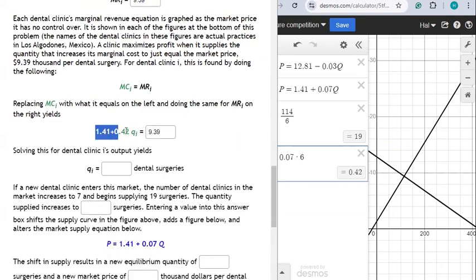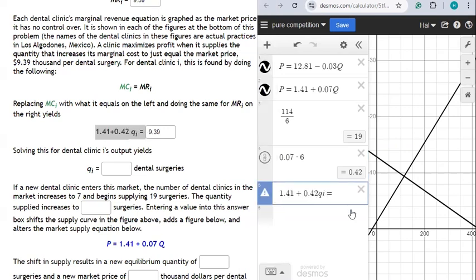So I'm going to solve this equation for Q, and I can do that over here. It is equal to 9.39. I have to get rid of the i subscript. Now I'm going to copy this and paste it down here. I have 1.41 on the left-hand side, and I have 9.39 on the right-hand side. And then I have this term, which is multiplied by Q. I'm going to keep this on the left, and I'm going to move this to the right.